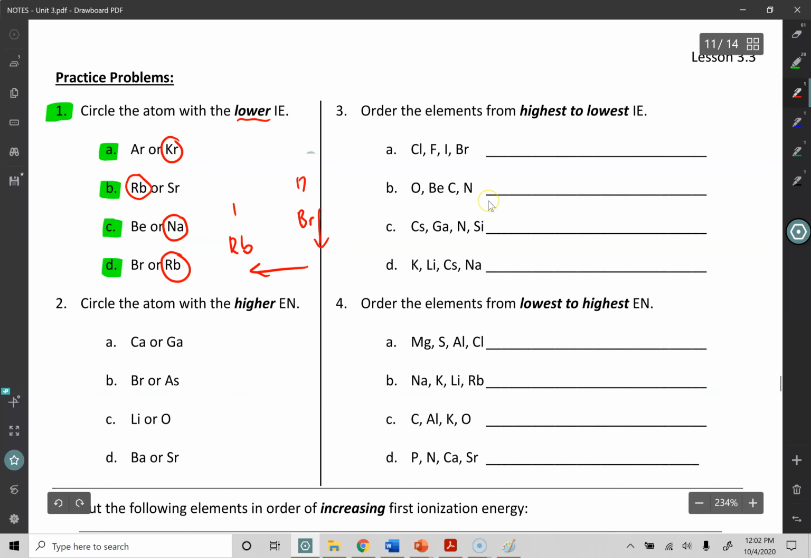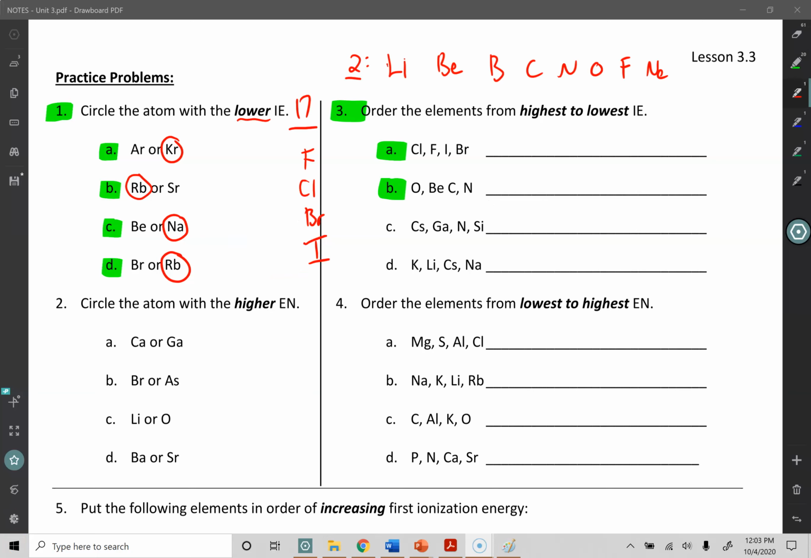Let's make it a little bit more complicated. Pause the video, tackle questions 3A and 3B. Okay, so I don't have to flip back and forth between this page and the periodic table, I just kind of wrote out the essential information.